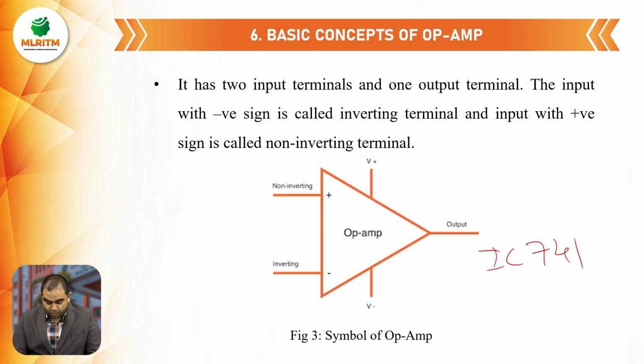It has two input terminals. One is the positive terminal, generally called the non-inverting terminal. The second one is the negative terminal, which we call the inverting terminal. The name itself indicates that non-inverting means positive, and inverting means reverse, meaning negative. And this is the output of the operational amplifier. If you observe carefully, there are two voltage supplies, V plus and V minus. That's why we call the operational amplifier a dual supply device. It will use two supplies.